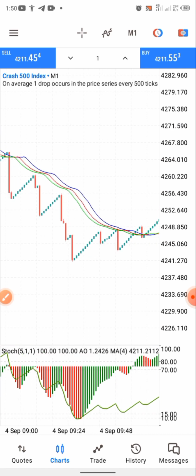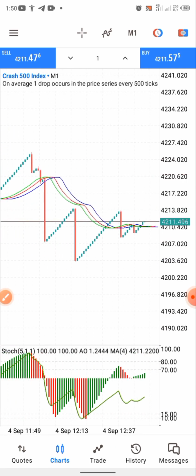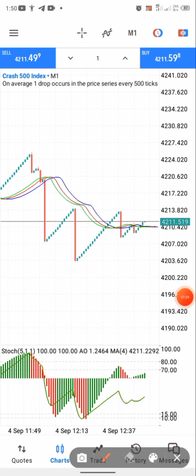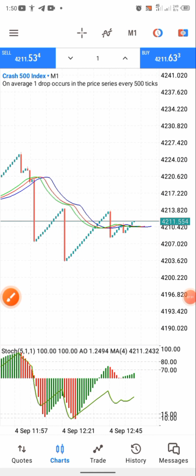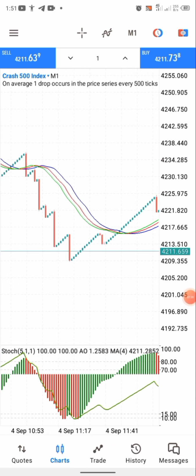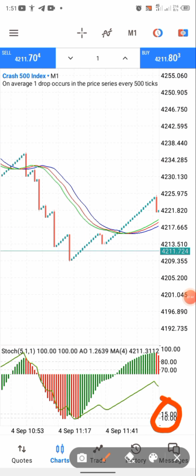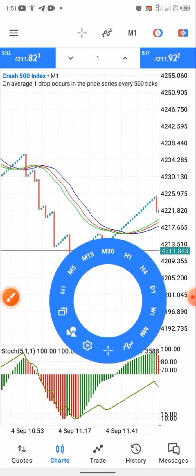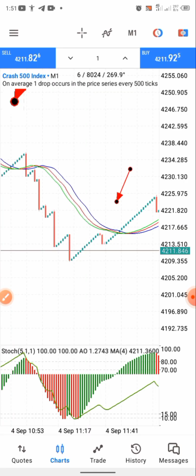For a clear confirmation, we are going to see that the moving average touches the 10 or 15 levels of the stochastic oscillator, and also the oscillator changes its volume from red to green. That's the confirmation you need to see in your indicator window 1.